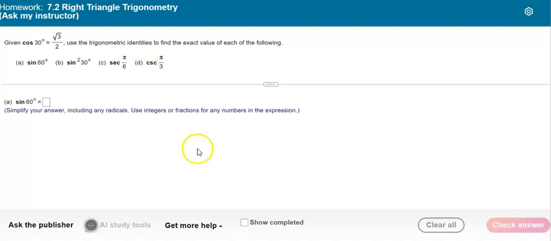Hello, Trig class. Let's look at these problems from 7.2 right triangle trig, and we're going to start off with just some of the most fundamental, very important trig identities that you'll need to know as we move through the semester.